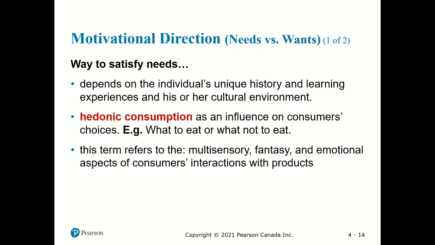Hedonic consumption, what is the meaning of hedonic consumption? It is an influence on consumer choice, what to eat and what not to eat. It depends on the opinion and discretion of the person, what to do and what not to do, right? The term hedonic consumption refers to the multisensory, fantasy, and emotional aspects of the consumer's interaction with the product.